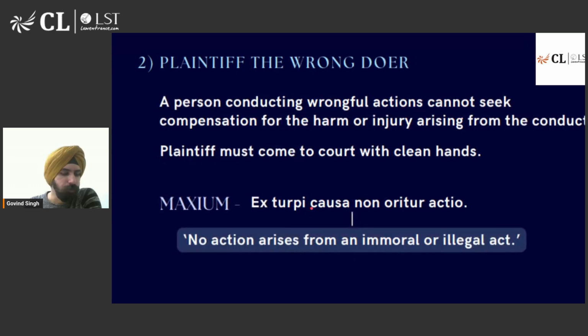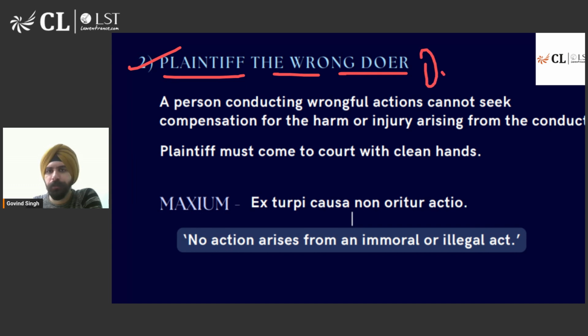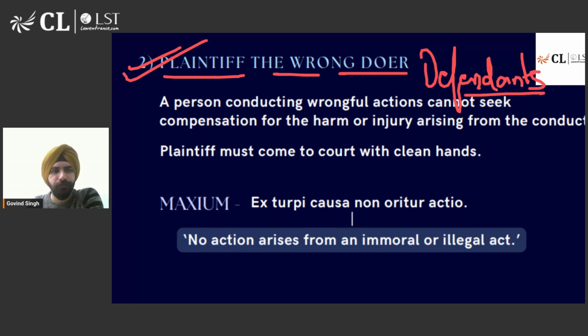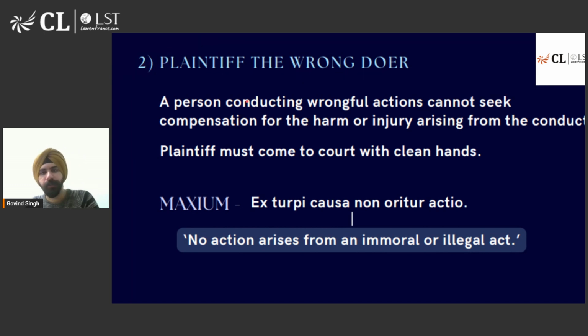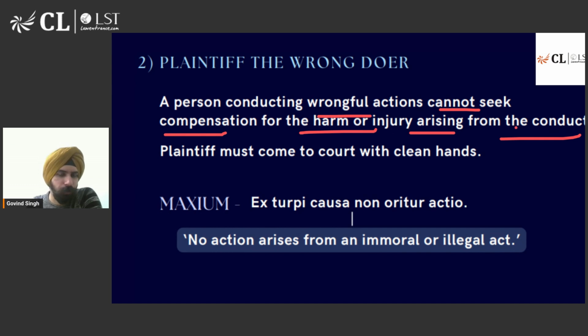Okay. Now, moving ahead, the second general defense, plaintiff the wrongdoer. Now, what is a plaintiff? A plaintiff is a person who files the plaint or the complaint, or who brings action for the law of torts. And the other party is called the defendant, the one who defends the allegation. Correct. So, when the plaintiff himself or herself is the wrongdoer, then can they bring the action in law of torts? The answer is no. A person conducting wrongful actions cannot seek compensation for the harm or injury arising from the conduct. The plaintiff must come to court with clean hands.